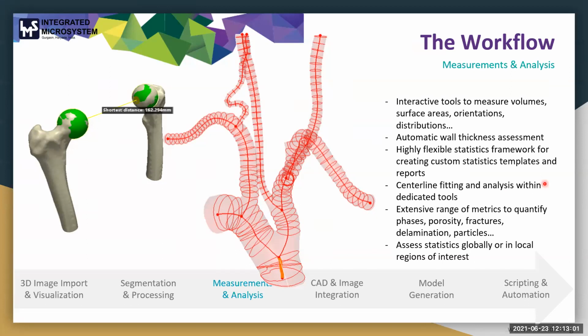We can automatically calculate the wall thickness. We can do a center line fitting like this to calculate the diameter at various points for a blood vessel in this example. We can use the extensive range of metrics to quantify phases, porosity, fractures, delaminations of the particles.